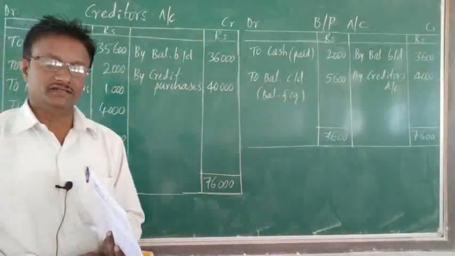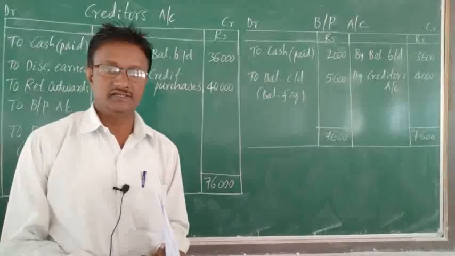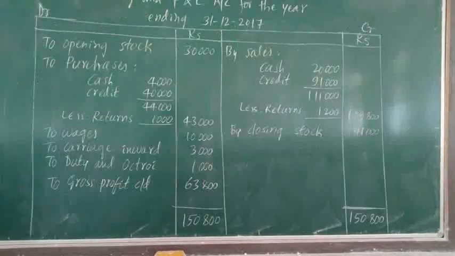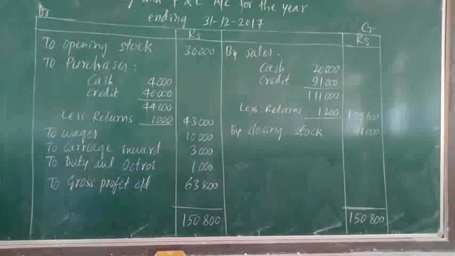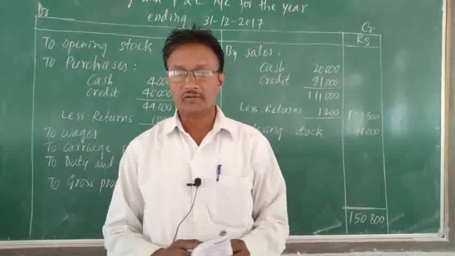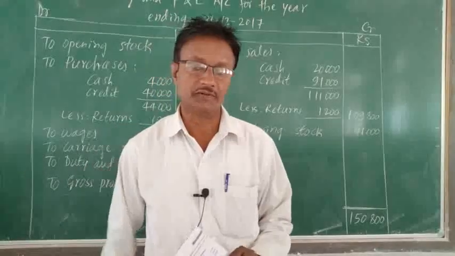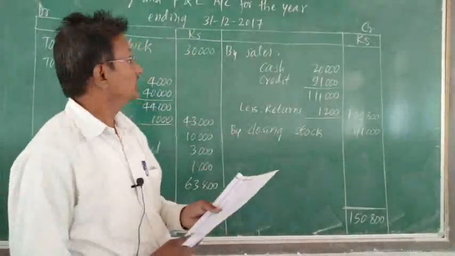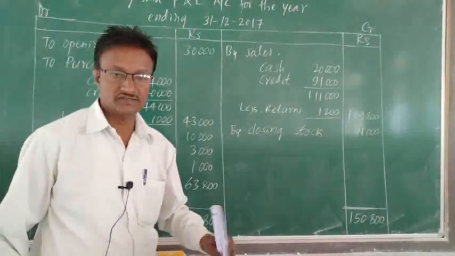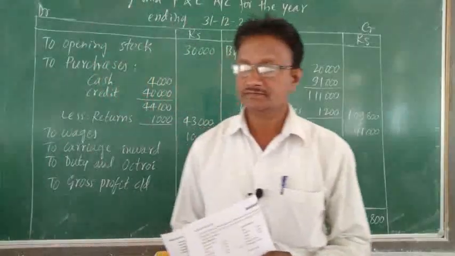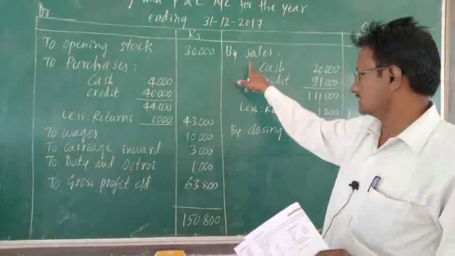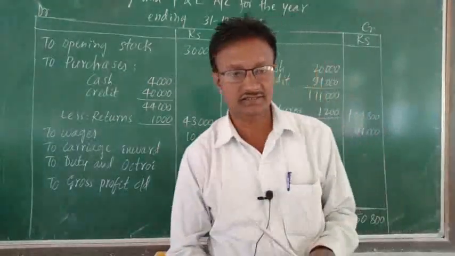Next we have to prepare the trading and profit and loss account and balance sheet. So give the heading: trading and profit and loss account for the year ending 31st December 2017. In the trading account, on the debit side, opening stock, purchases and sales and closing stock are the main items.